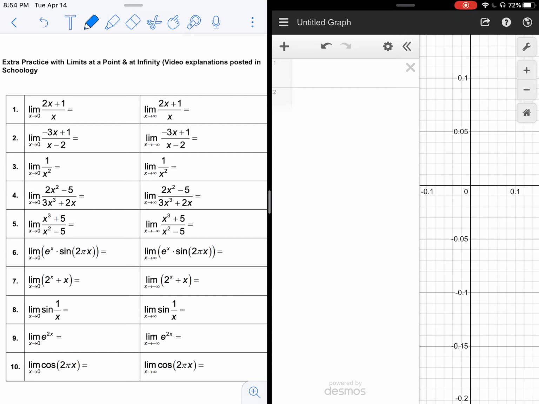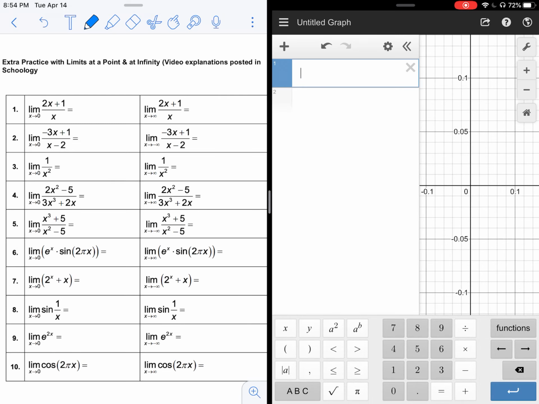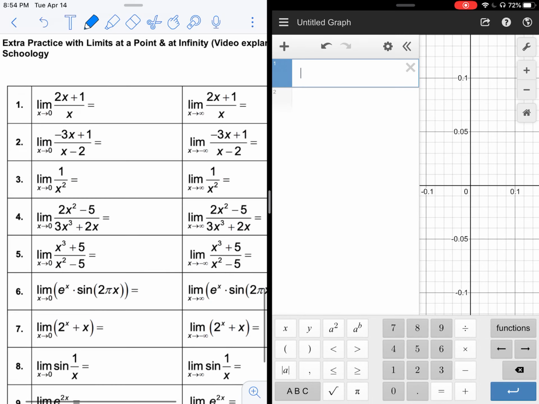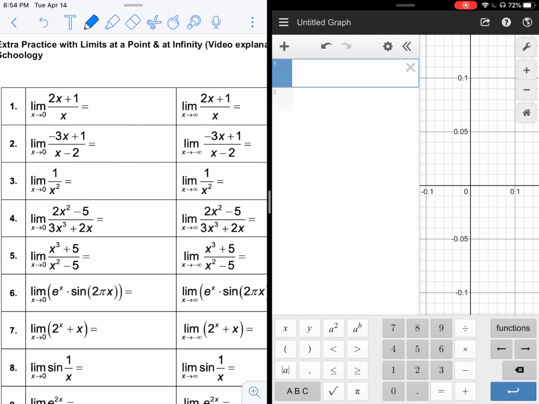All right, so we are going to look at a couple of examples, and for any of these limits, whenever you are doing the limits in these sections, you need the graph, and so it's very important that we make sure that we graph these. So let's do this. For the first one, we are looking at the limit as x goes to 0 of the function 2x plus 1 over x, and then we're going to look at the right end behavior, the limit as x goes to infinity.